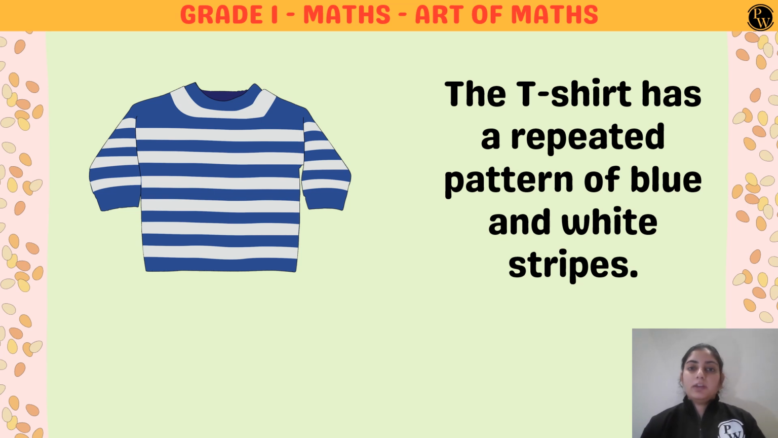So here we have a picture of a t-shirt that is blue and white in color. Let me tell you, it has a pattern also. Which pattern? The t-shirt has a repeated pattern of blue and white strips. Okay? Can you see it here? Right, that after every blue strip, a white strip is being repeated, right? Yes, so it forms a pattern, that is repeated pattern. Okay? Now, let's explore the different types of repeated patterns also.